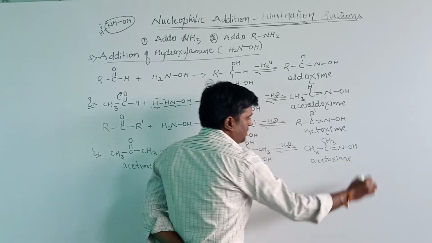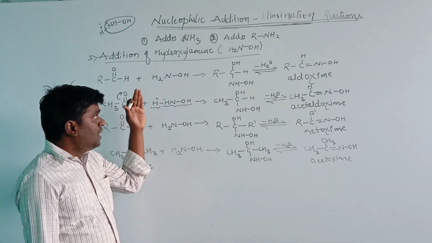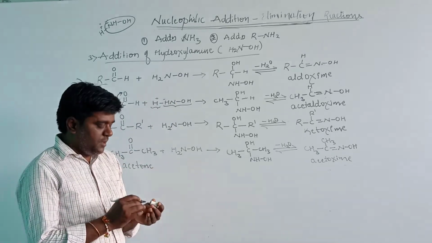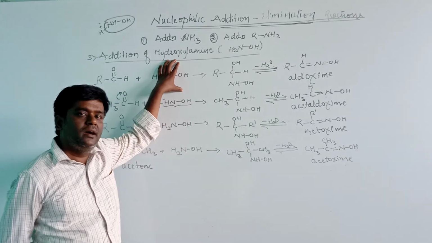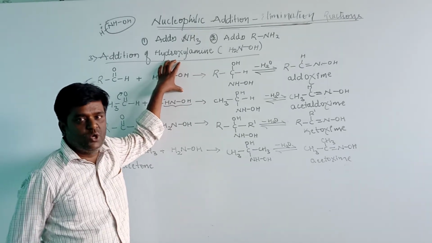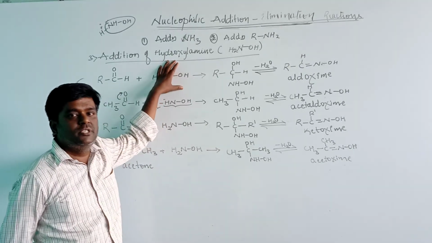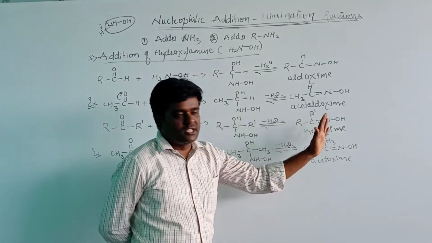This is about the addition of hydroxylamine to aldehydes and ketones. When we add hydroxylamine to aldehydes and ketones, it will give aldoxime and ketoxime. That is, aldehydes will produce the aldoxime and ketones will produce the ketoxime.